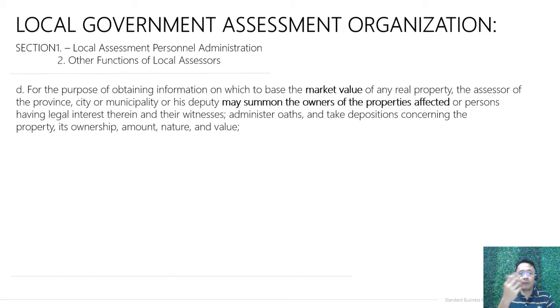And also, another function of our local assessors is obtaining information on which to base the market value of any real property. The assessor of the province, of the city, or municipality or his deputy may summon the owners of the properties affected or persons having a legal interest therein and their witnesses and administer oath and take deposition concerning the property, its ownership, amount, nature, and value.